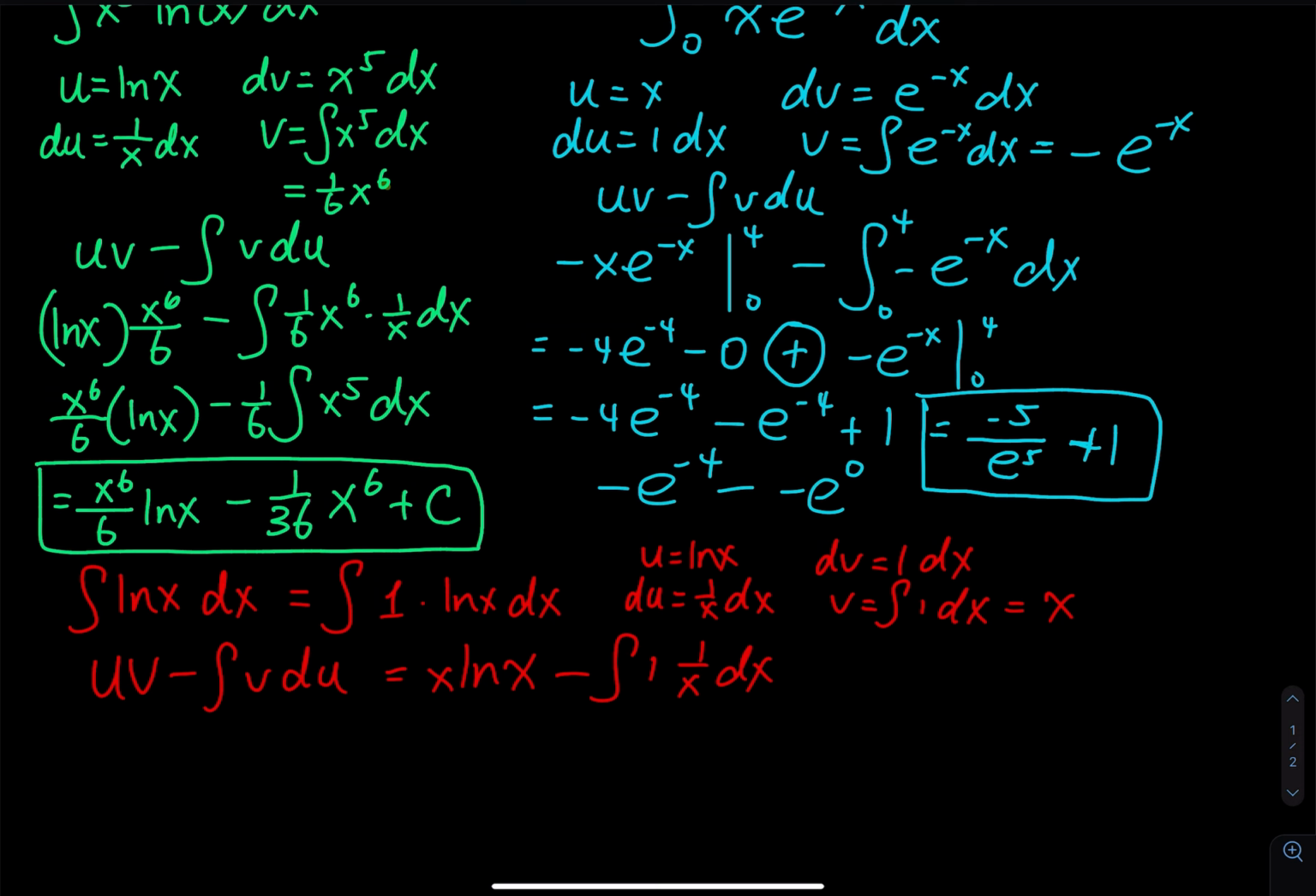And then the integral of 1 over x dx is, wait, hold on, uv minus the integral of v du. So v is x, and du is 1 over x dx, so the integral of 1 is equal to x. So you have x times ln x, and then minus the integral of 1, which is x, and then you add a c to it. So that's how I got the integral of ln.